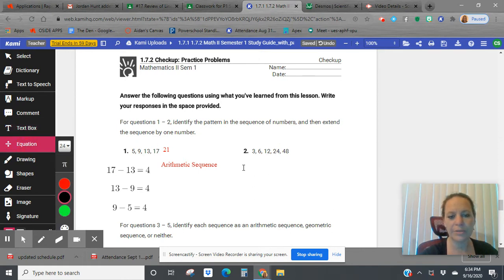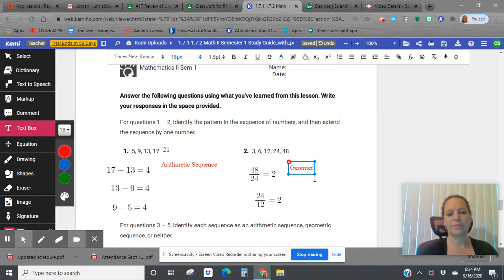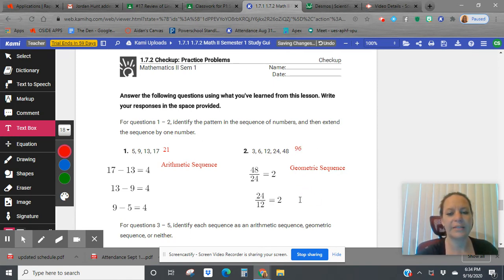Again, you guys can probably do this in your head, but what I'm technically doing is I'm doing 48 over 24, and I'm noticing that that equals 2. And then you do that to all the terms. 24 divided by 12, I'm noticing that that equals 2, etc. 12 divided by 6, 6 divided by 3, it all equals 2. So I can tell that this one is a geometric sequence, because it has a common ratio of 2. And so my next number for this one, when I take 48 and multiply it by 2, would be 96.